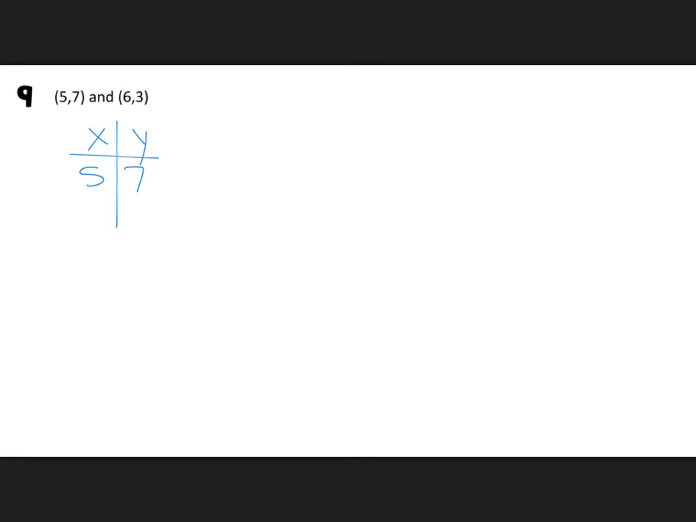5, 7 is the first point. 6, 3 is the second point. Notice that the x-coordinates go under x and the y-coordinates go under y. We are doing the exact same thing. We're going to find the change in y over the change in x.